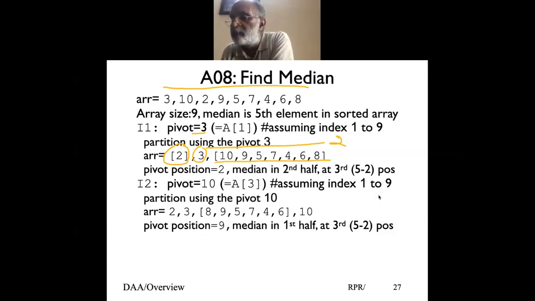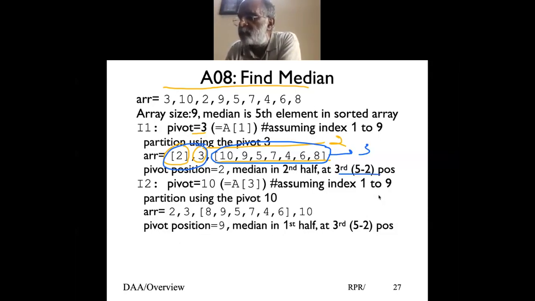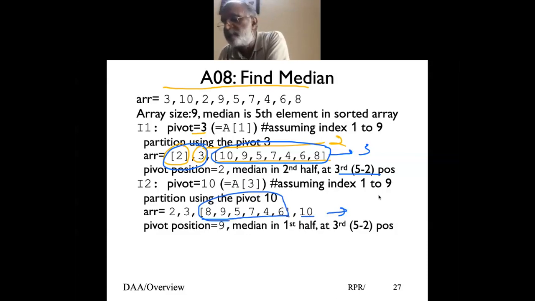That means my median should be in the second array, but I already discarded 2 elements. So I need to find the third smallest of this part. The median is in the second half at the third position. Again, look at a pivot. This will divide into 2 parts, this part and this part. There's no right half. That means the median should still be in this part, in the third position.